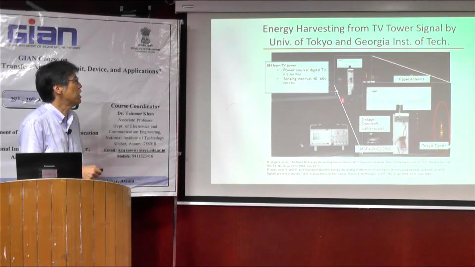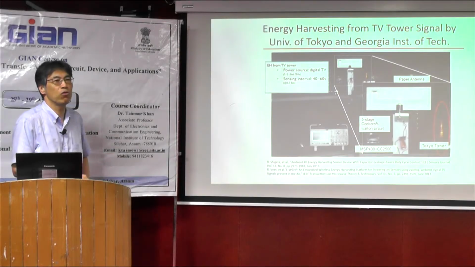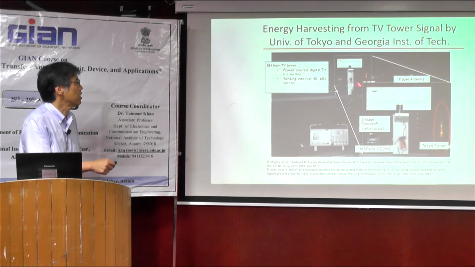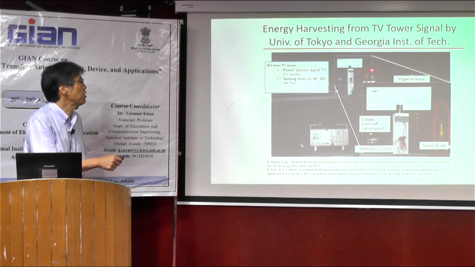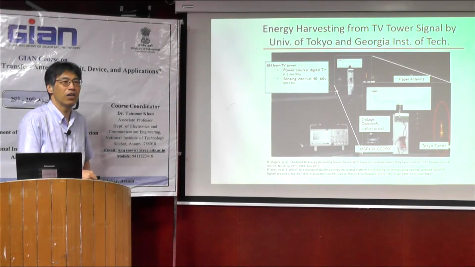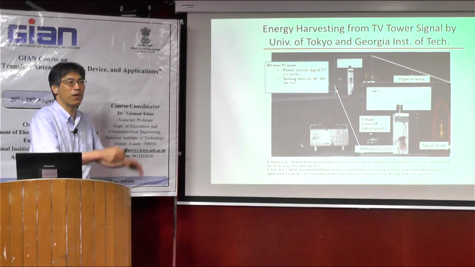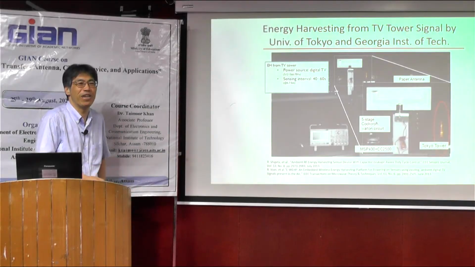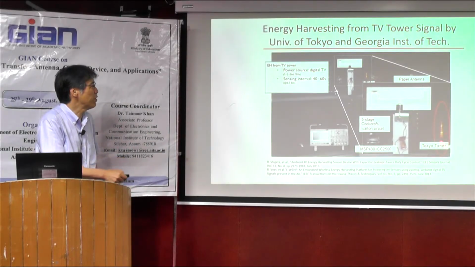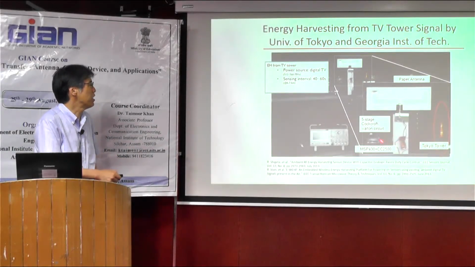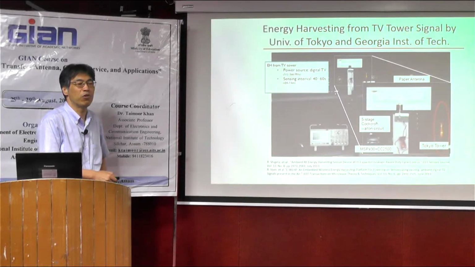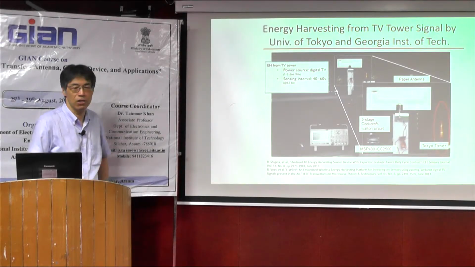And I'd like to introduce some interesting R&D results in the world. For example, this is an energy harvester developed by the University of Tokyo group and Georgia Institute of Technology. They harvest the TV broadcasting wave. This is a Japanese TV tower, Tokyo Tower. If you have a chance to visit Tokyo, Tokyo Tower is one of the very famous sightseeing places. From this tower, they gather this ambient TV broadcasting wave, and they drive some sensors here.